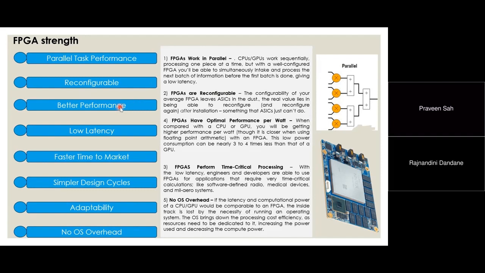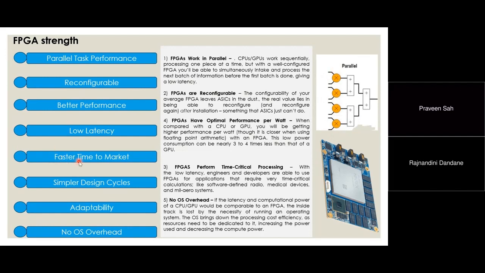Of course, it has better performance. If I compare the performance per watt, whatever power it is dissipating, what is the optimal performance? The low power consumption of this FPGA is nearly 3 to 4 times less than the GPU or the CPU. So it has a better performance in terms of power, and lower latency, as I already told. You can execute your sequence of code in parallel using different design styles.